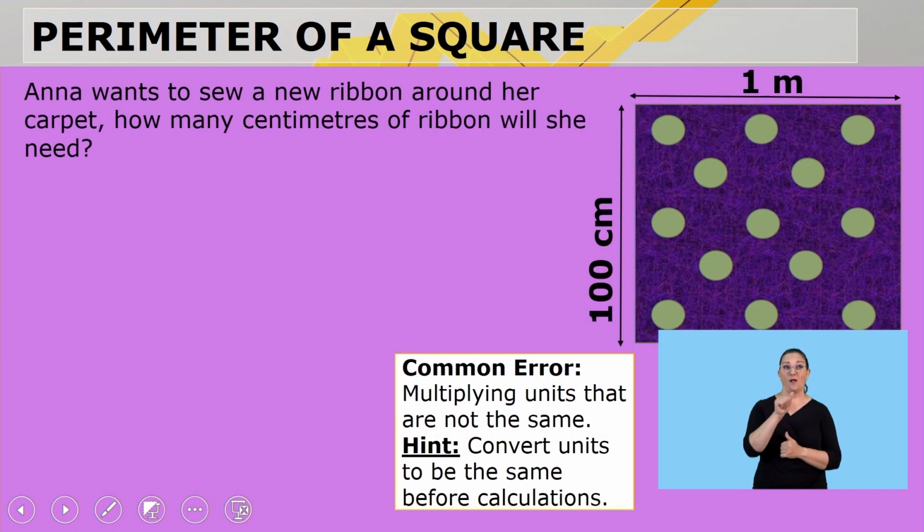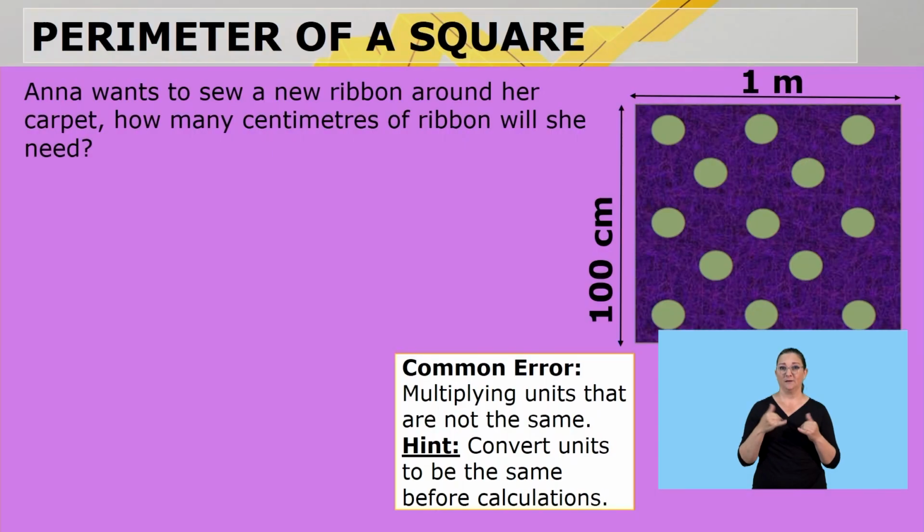Anna wants to sew a new ribbon around her carpet. How many centimeters of ribbon will she need? Now let's quickly look at the picture of the carpet. First, we can see it is a square. The one side is 100 centimeters and the other side is a meter. Now what's the problem there? The problem here is that you cannot multiply 2 things with different units. So first we need to convert.